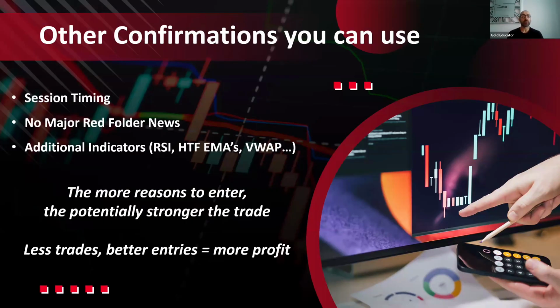So additional indicators you can use as well. We've got, for example, RSI, you might have heard of that. That's another indicator we can look into. Another one that I potentially use is something called VWAP, which is another form of moving average. The idea is that I give you about 3 or 4 confirmations there.